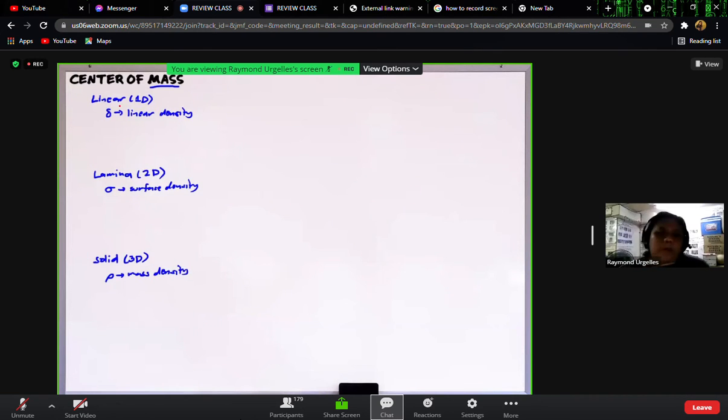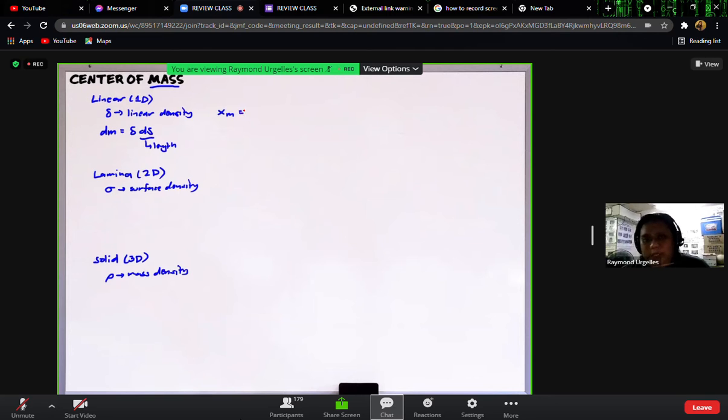So alam naman natin yung ibig sabihin ng mass density, di ba? So that is mass per unit volume. So kaya to solve for the total mass, or yung differential mass natin dito, dm, this is simply equal to delta multiplied by ds. So yung ds natin is yung arc length. So this is the length. So kaya yan yung kino-consider natin.